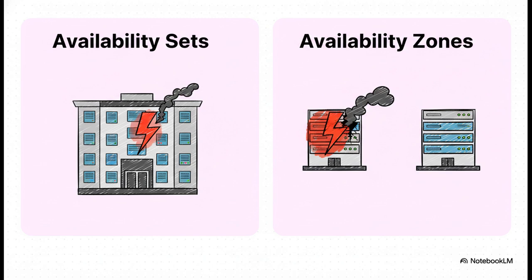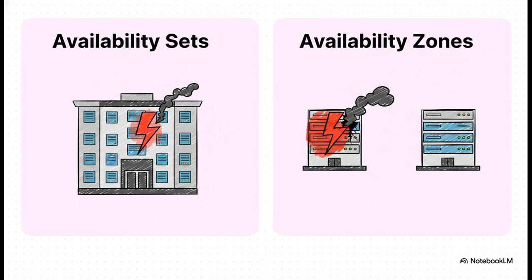First, you have something called an availability set. Think of this like putting your VMs on different shelves of the same bookcase. If one shelf breaks, which is kind of like a single server rack failing, your other VMs on the other shelves are fine. It protects you within a single data center.